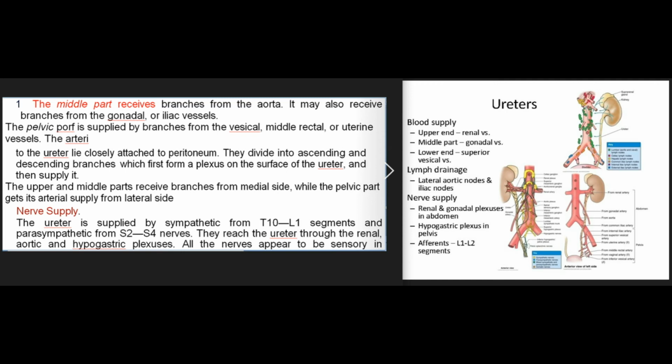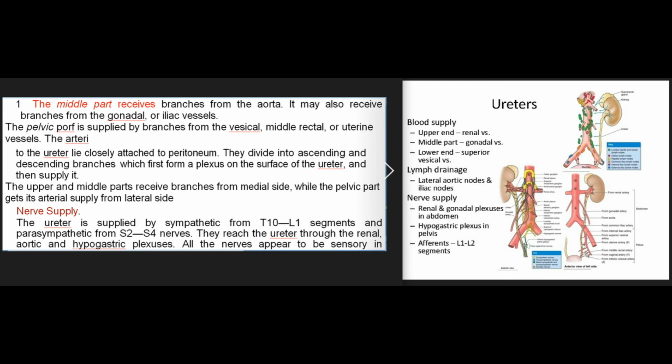It may also receive branches from the gonadal or iliac vessels. The pelvic part is supplied by branches from the vesical, middle rectal, or uterine vessels. The arteries to the ureter lie closely attached to peritoneum. They divide into ascending and descending branches, which first form a plexus on the surface of the ureter and then supply it. The upper and middle parts receive branches from the medial side, while the pelvic part gets its arterial supply from the lateral side.